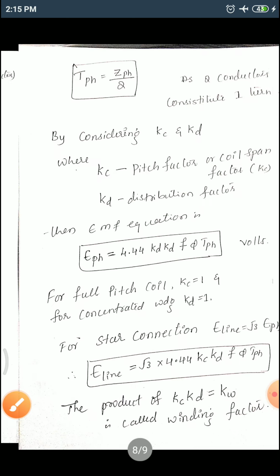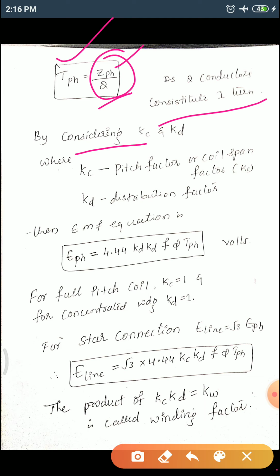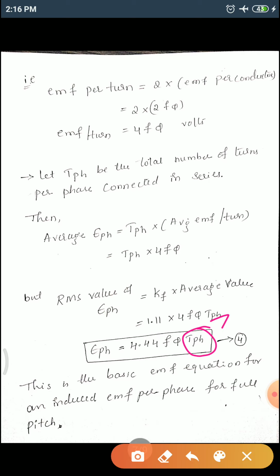We have considered the total number of turns as T_ph, but in terms of Z, the number of conductors, the number of turns should be equal to conductors per phase divided by 2, as two conductors are considered one turn. So if you would like to express it in Z, then you have to express Z_ph divided by 2.